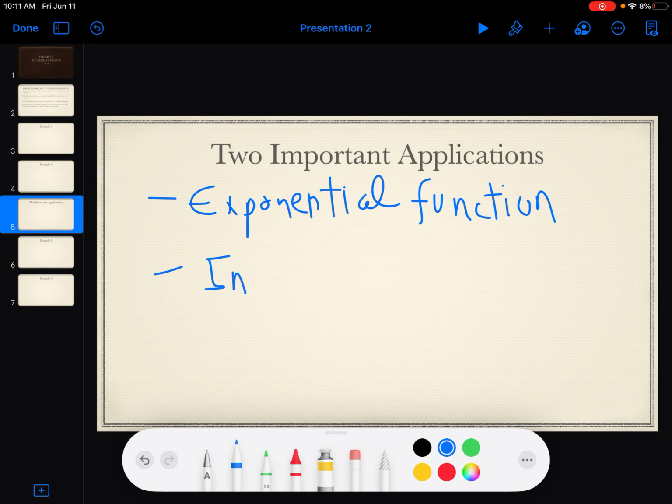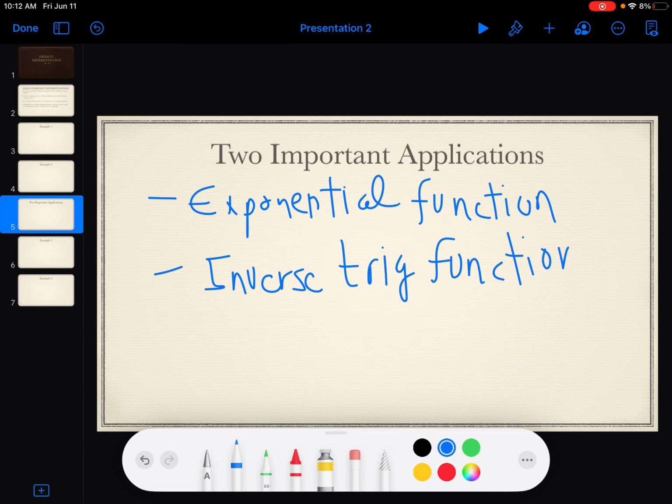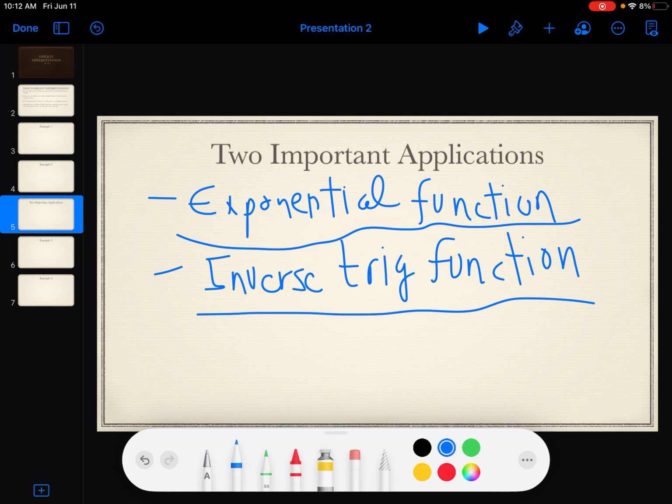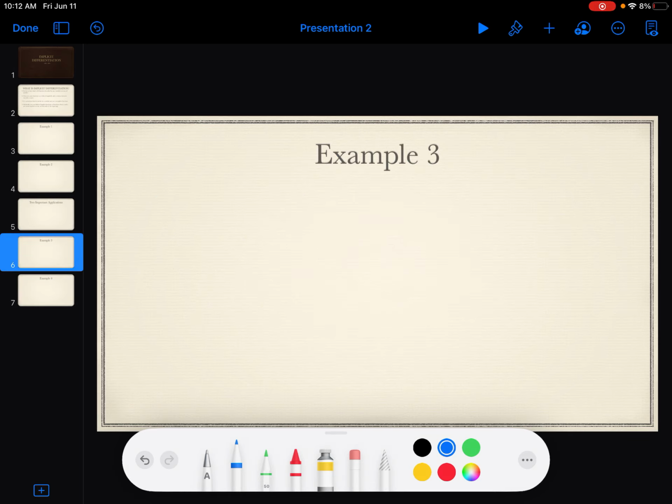And inverse trig functions. Very, very, very important. These two rely on implicit differentiation. When you use implicit differentiation, you're usually dealing with these two, especially the latter one. So let's do an example.